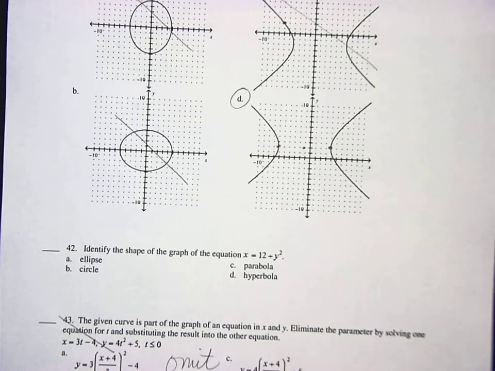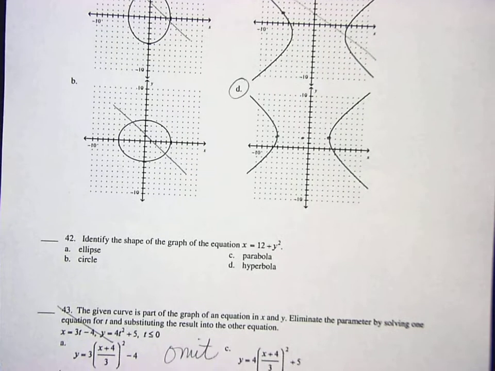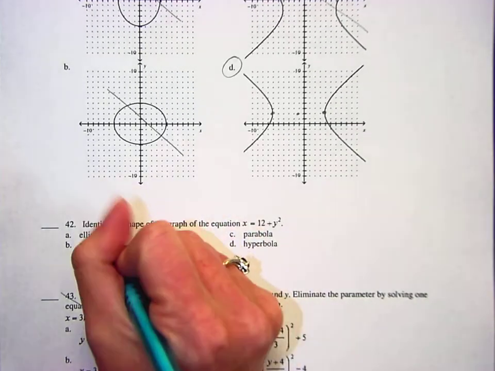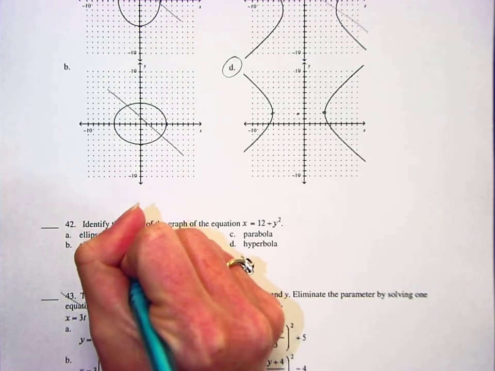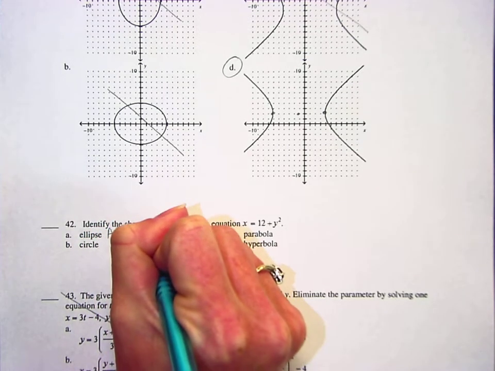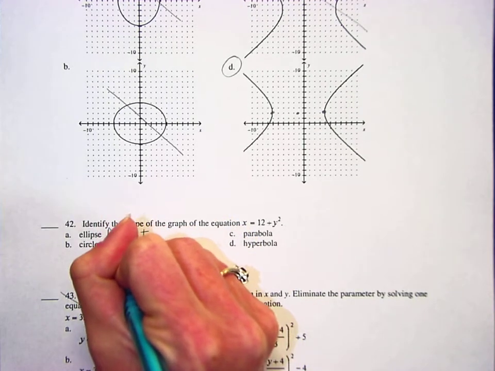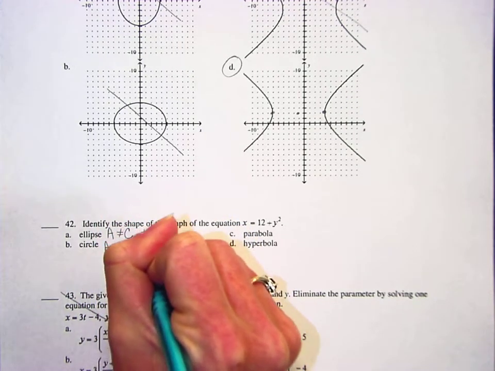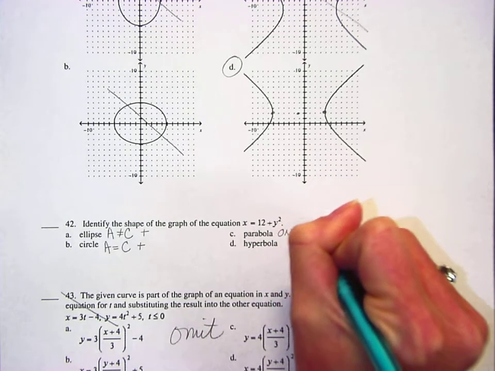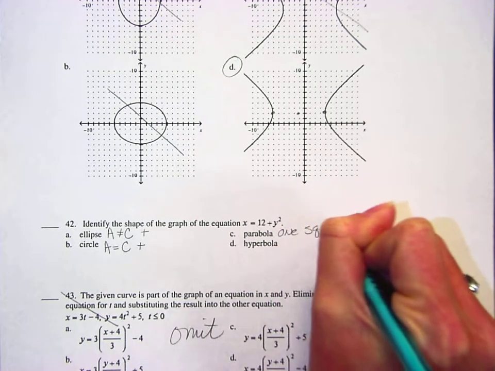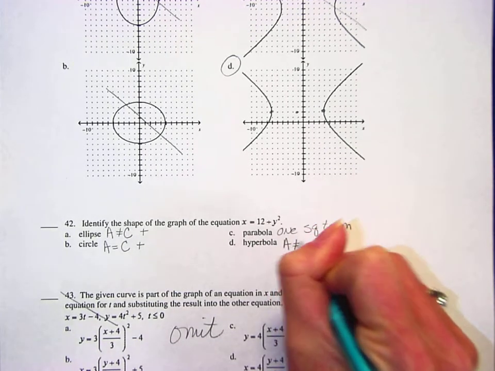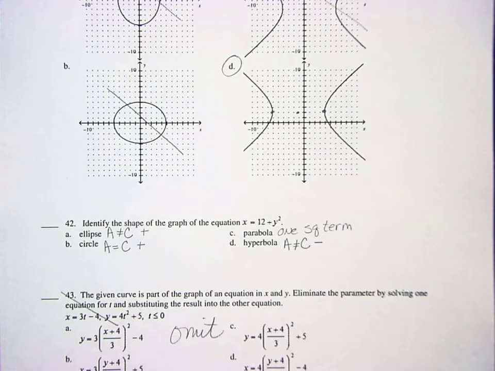All right, on 42, it's asking me to identify these conics just by looking at the equation. Let me remind you a couple of things. First of all, with an ellipse, A and C are not going to be equal, and they're going to have a plus sign in between them. With the circle, A and C are equal and have that plus sign in between. With a parabola, we just have the 1 squared term. And with the hyperbola, A and C are not equal, and there's a minus sign in between.